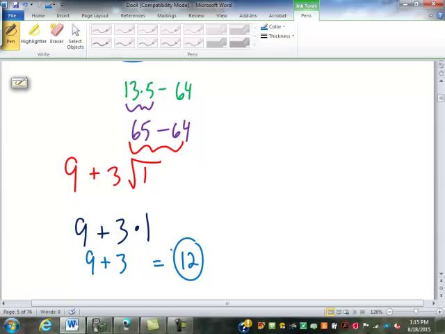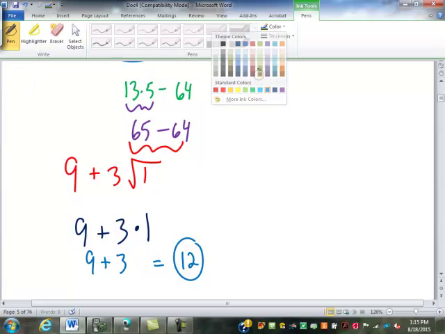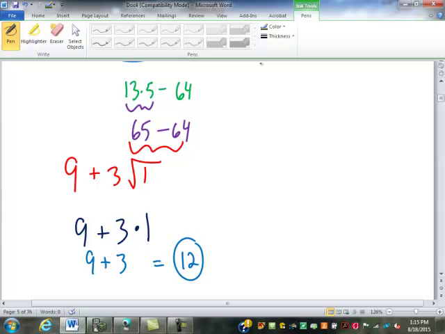Any questions? Okay. What do you think? Yeah, if it were something like this, take the square root of 25, it would be 5. Then it's 7 times 5 or whatever. Yep.